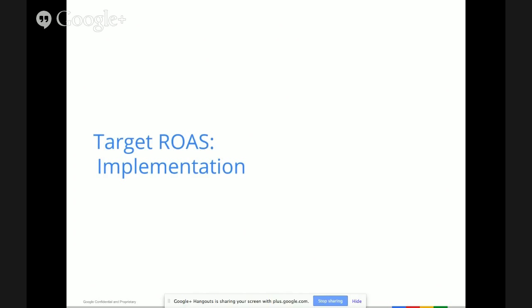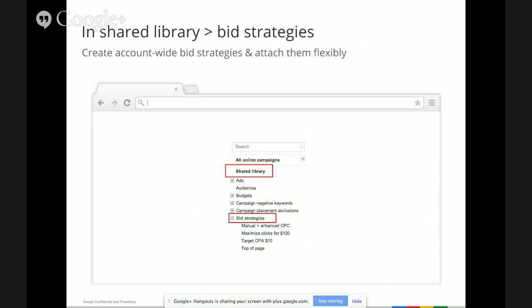So now let's do a quick look at how to actually implement this strategy, since we've talked about it for a little while. So once you log into AdWords, in the left-hand navigation menu, you'll have a link into the shared library, and then a link going directly into bid strategies. So go ahead and click that.